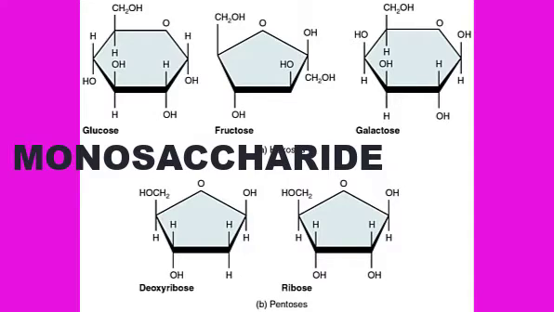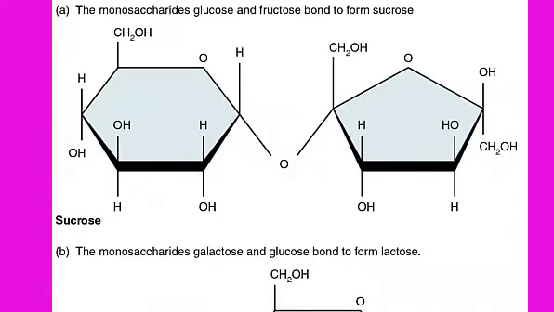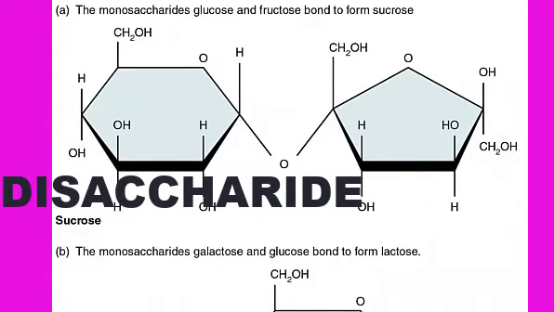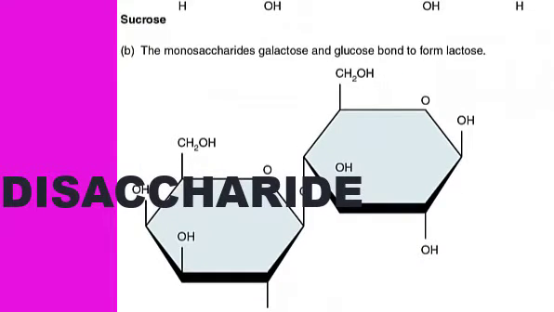And the remaining monosaccharides are the 2 pentose sugars, each of which contains 5 atoms of carbon. They are ribose and deoxyribose. The next one is disaccharides. A disaccharide is a pair of monosaccharides.